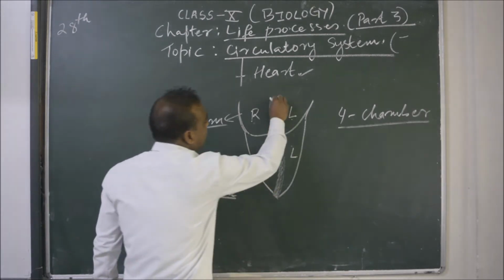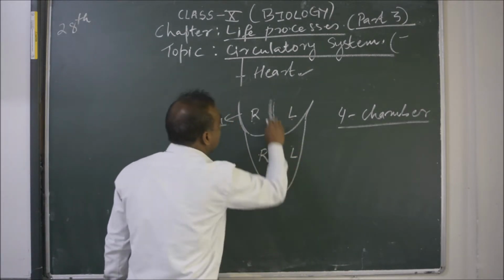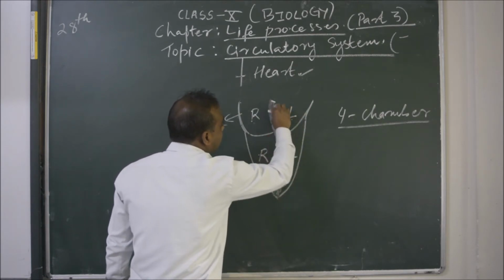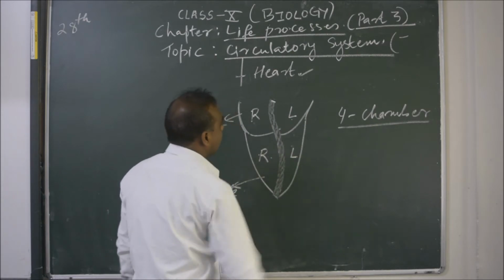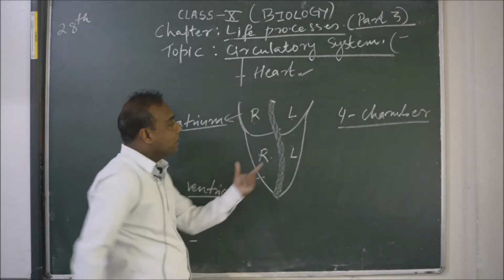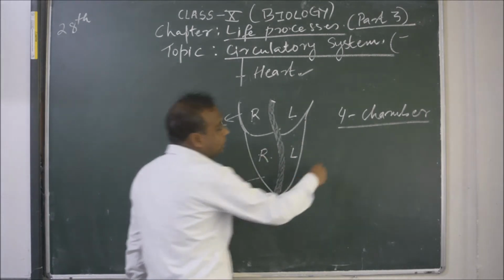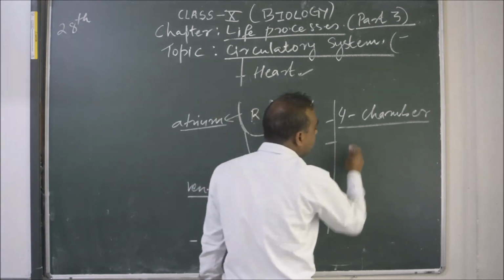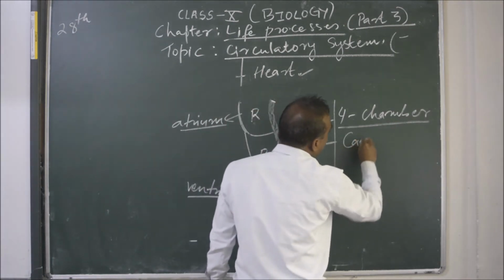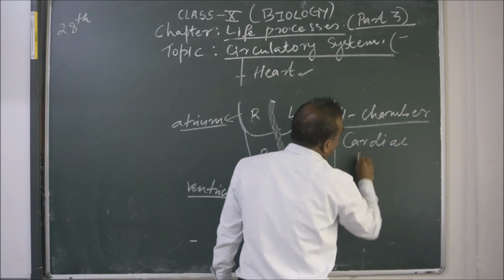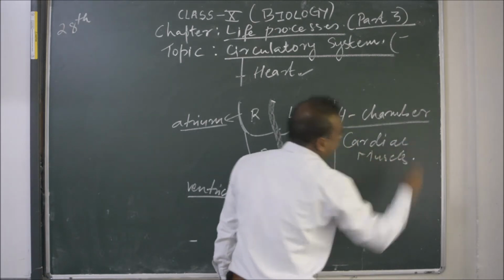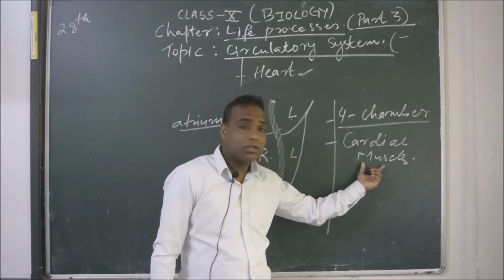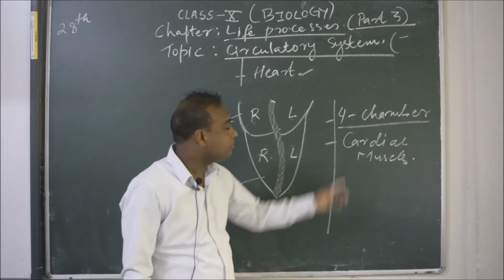Now, you can see there is a partition also. All these chambers are separated, and the separation is here. So, this is the main structure. Another structure: the human heart is made up of muscles, and the muscle is known as cardiac muscle. The human heart is made up of cardiac muscles. This muscle is an involuntary muscle.